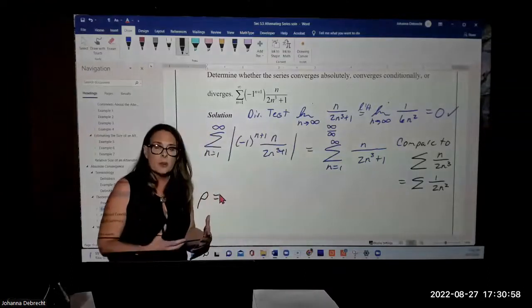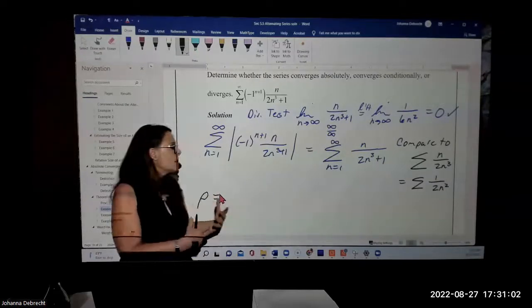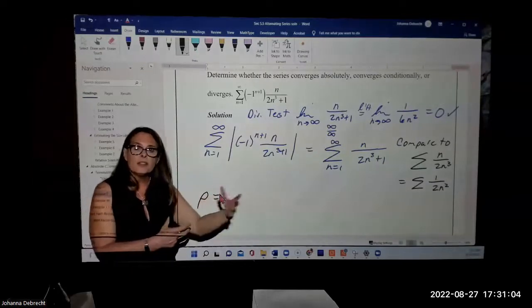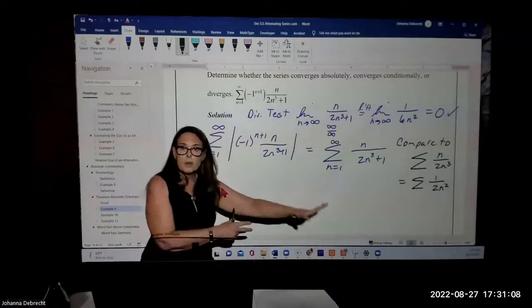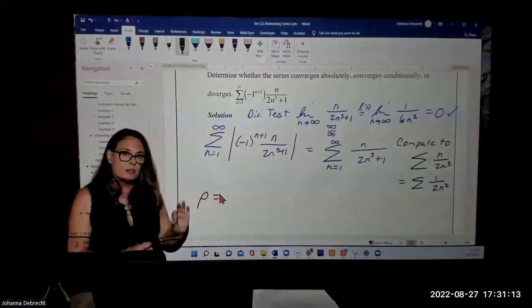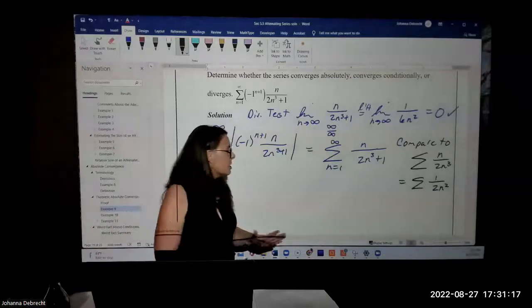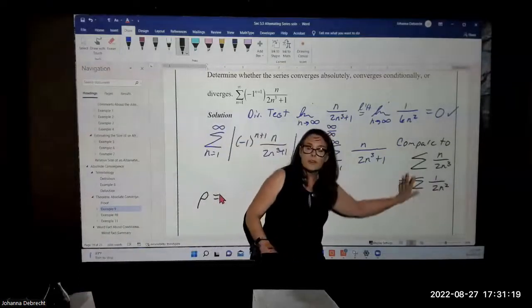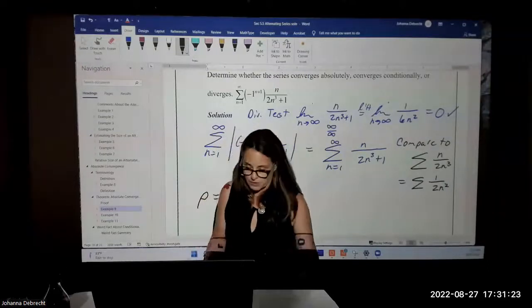If rho is 0 and the known series converges, they both converge. If rho is infinity and the known series diverges, which we don't have here, then they both diverge. And if rho is a finite positive real number, then they do the same thing. Both converge or both diverge. And in this case, because we're comparing it to a convergent p-series, it would definitely both converge.